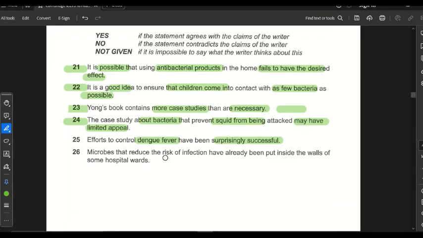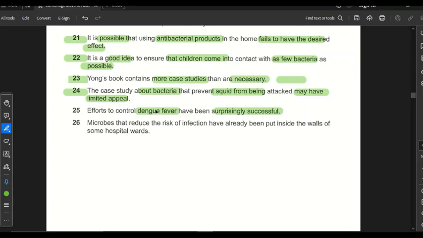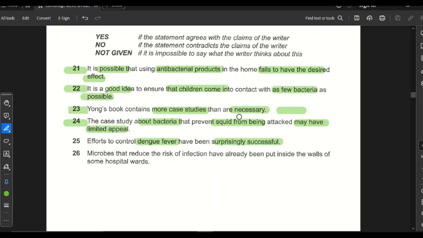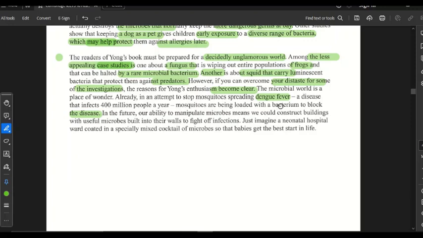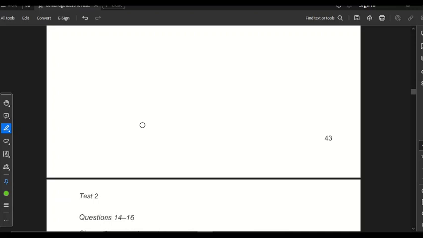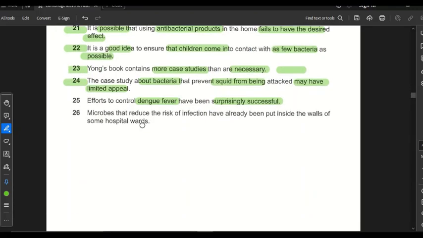Have you said it's successful or it's not successful? See, the effort to control dengue fever has been surprisingly successful. So the information is there that we are having research to control dengue fever. But it doesn't say that it has been successful. You get it? It hasn't stated explicitly that it has been successful. So that makes this statement no.